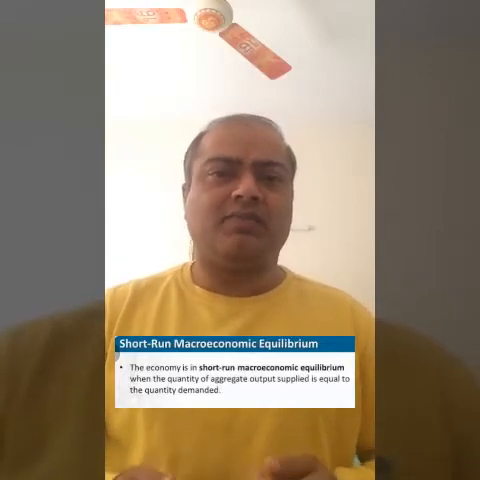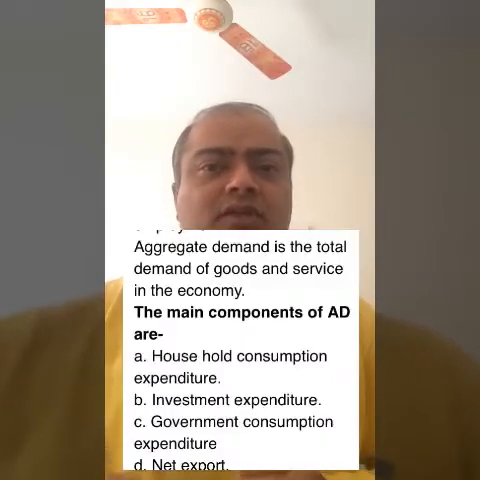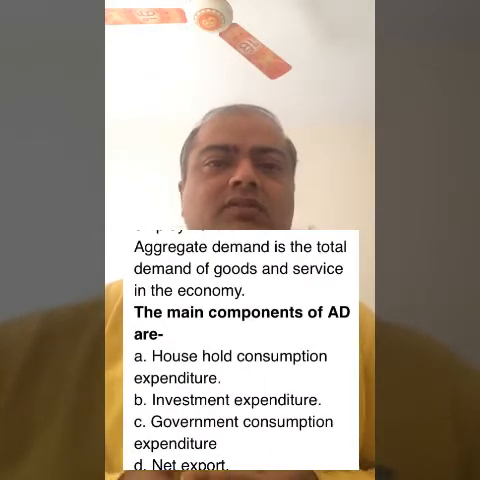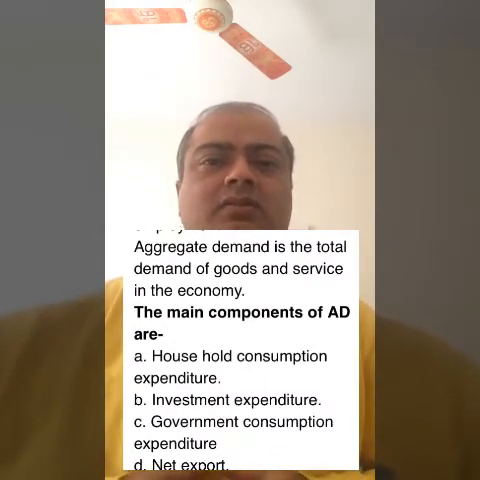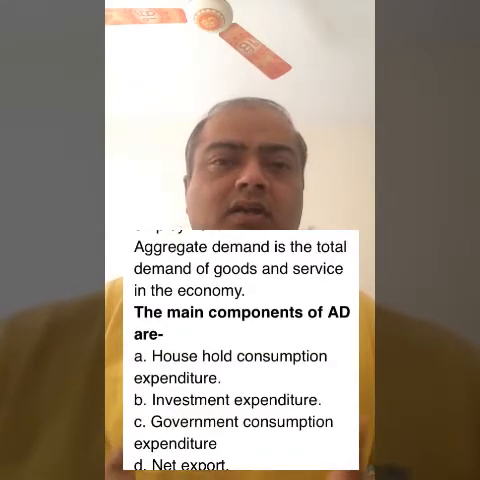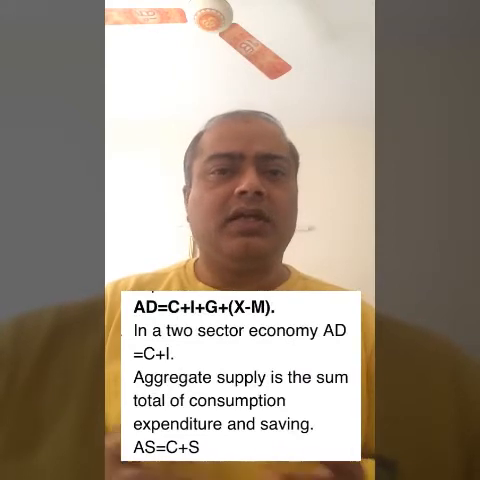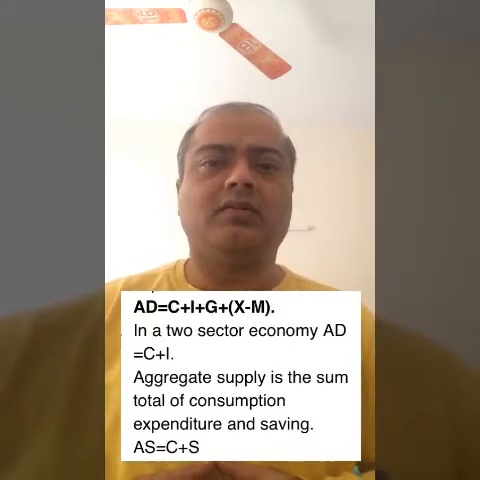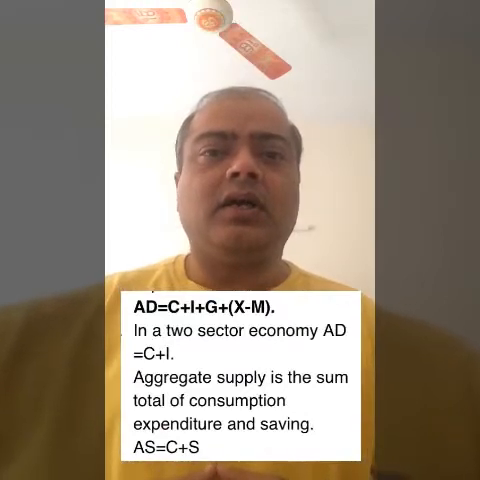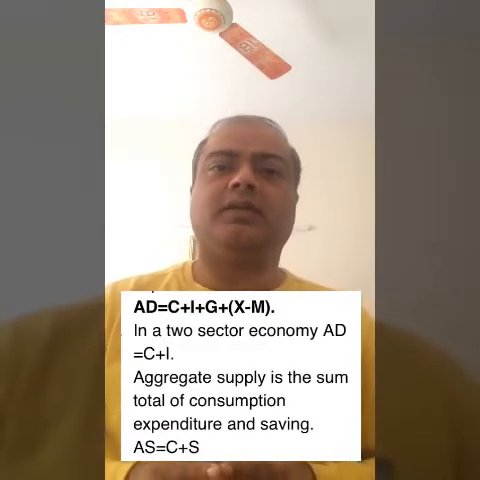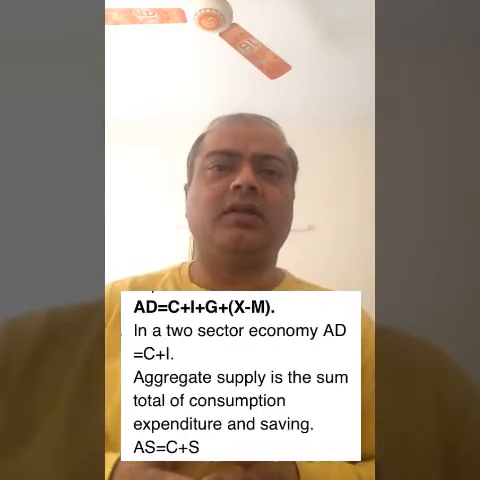what is the meaning of aggregate demand and aggregate supply, and what are the components of aggregate demand, that is consumption, investment, government expenditure, net exports, and the two-sector model. Aggregate demand is equal to C plus I. Aggregate supply is the sum total of factor incomes, and aggregate supply has two components, that is consumption expenditure and savings.